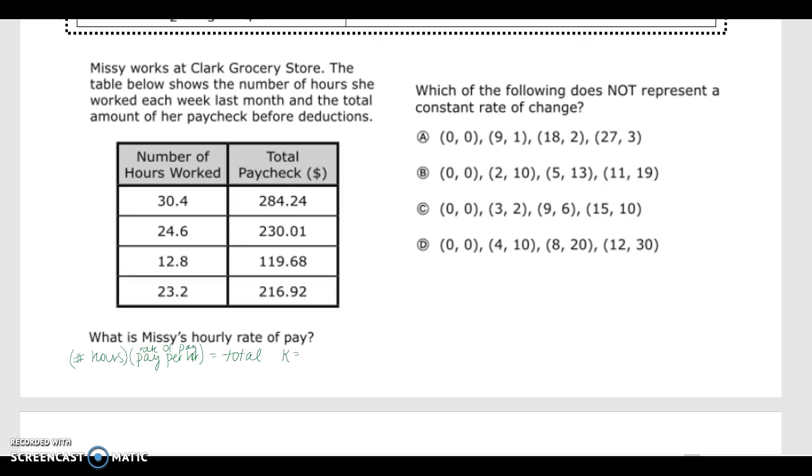So I'm going to choose a value. So k equals y over x. I'm just going to go ahead and choose this value here. So 216.92 is my y value, right? y is always second, x is always first, over 23.2. So you guys need to go ahead and divide top and bottom out. Divided by 23.2. Gonna move my decimal to the top, and then you guys just need to divide.